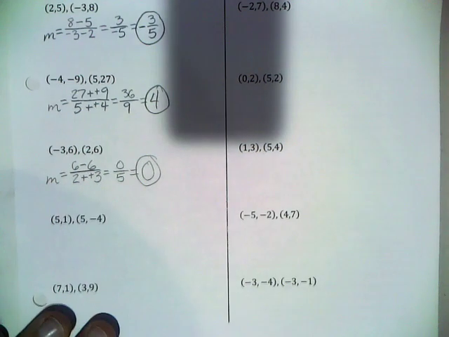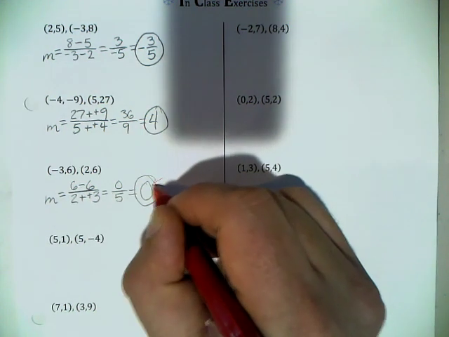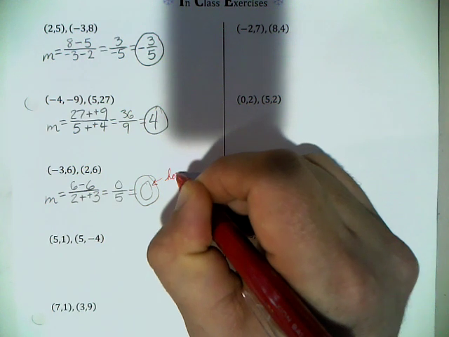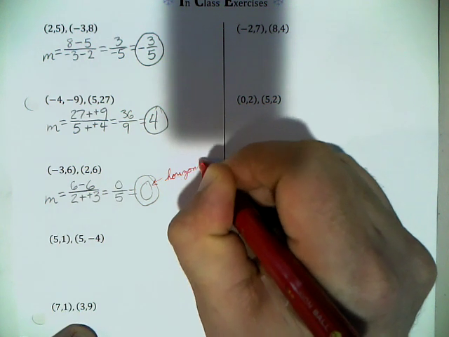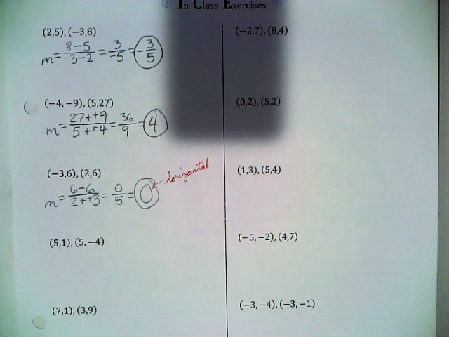Now when you see this, instantly you should be thinking something. That should mean something to you. So remember, negatives mean it's going downhill. Positive means it's going uphill. So 0 is neither positive nor negative. So what does this mean? Well, if we're not going up and we're not going down, this must be horizontal. A slope of 0 means that this is a horizontal line. So if we graph these 2 points, we're going to have a horizontal line.